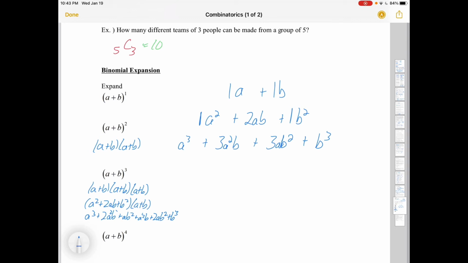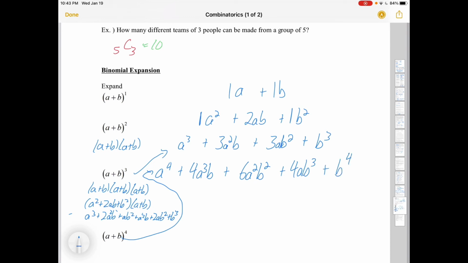Okay. And the next one, just take my word for it. So this one goes to here. The next one, if you were to multiply it out, is going to give you a to the 4 plus 4a cubed b plus 6a squared b squared plus 4ab cubed plus 1b to the 4.